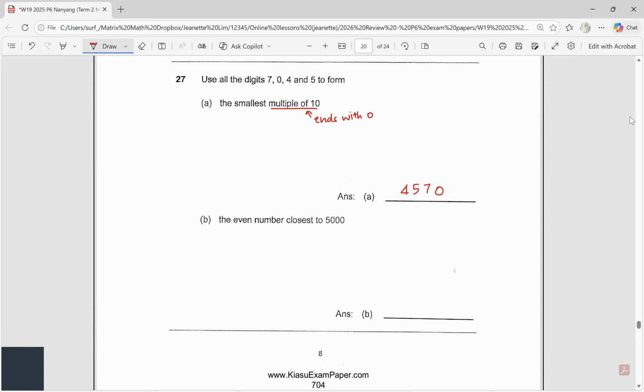Next, the even number closest to 5,000. Now 5,000, when we say closest to 5,000, it means that it can be below 5,000, it can also be above 5,000. So what's the closest we can get? Let's look at a number that's above 5,000. So it will be 5,000 something, right? Since we have a 5 in the 4 digits. Now, the closest number below 5,000 will be 4,000 something, okay? And we have a 4.